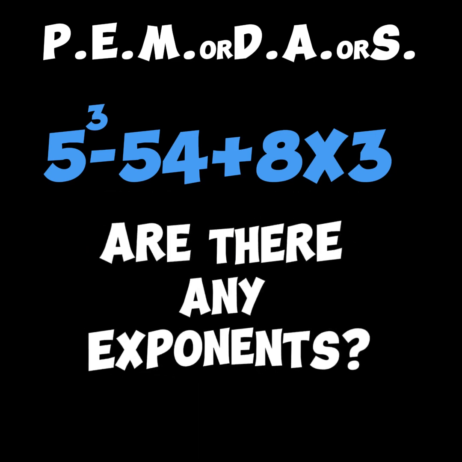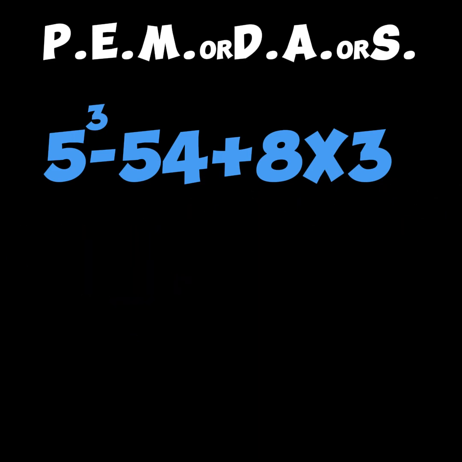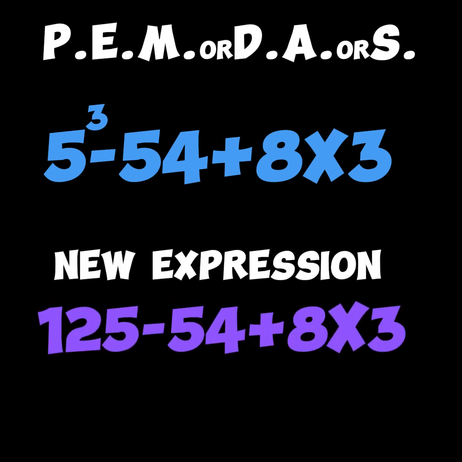So we go right on to the E, exponents. Are there any exponents? Why, yes. 5 to the third power is an exponent. It means 5 times 5 times 5. So 5 times 5 is 25, and then 25 times 5 is 125. I rewrite the expression each time I complete an operation to help me keep the order.